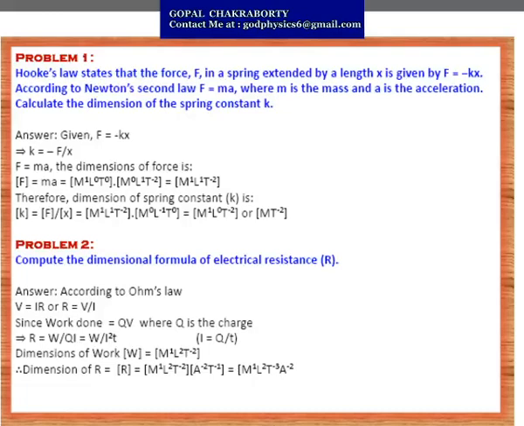Now the dimension of work W equals M to the power 1 L to the power 2 T to the power minus 2. So the dimension of R equals M to the power 1 L to the power 2 T to the power minus 2, into A to the power minus 2 T to the power minus 1. Ultimately, the dimension of electrical resistance R can be written as M to the power 1, L to the power 2, T to the power minus 3 and A to the power minus 2.